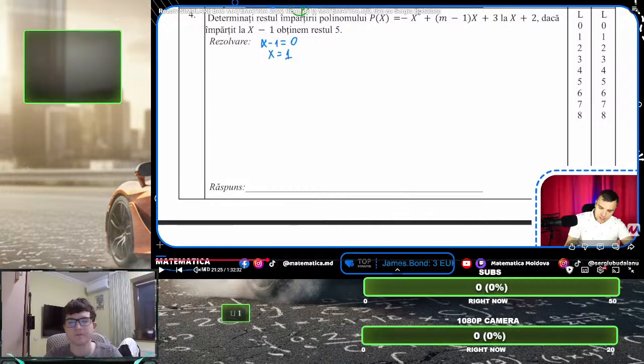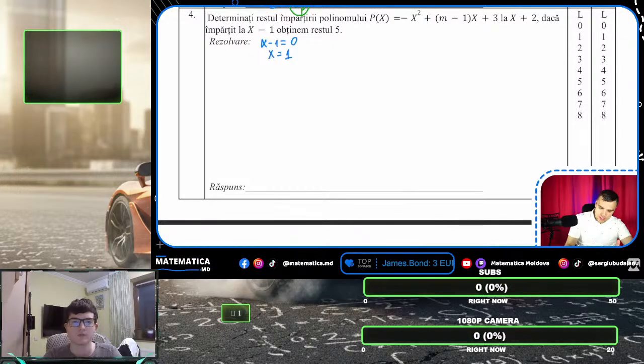Exercise 4. This one I think I know like my 5 fingers. So it's gonna be x minus 1 equals 0. We have this p of x and we divide by x minus 1 and we get 5.